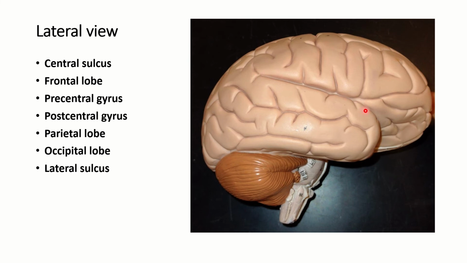This is the lateral sulcus or lateral fissure. In some textbooks it's written lateral fissure. And this is the temporal lobe. The brainstem is located anteriorly and the cerebellum is located posteriorly.